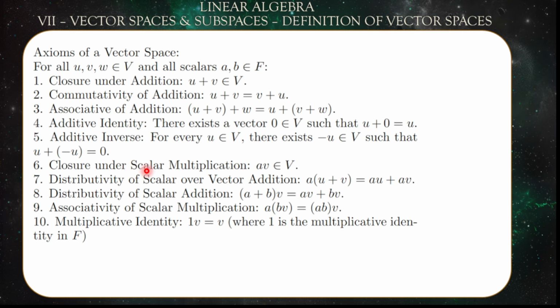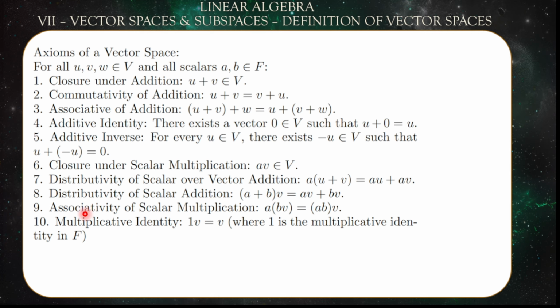6, closure under scalar multiplication, which means a times v, a being the scalar, which is a part of the field F, and v a vector belonging to set V. So a times v should exist within the set V. Then 7, distributivity of scalar over vector addition. So a times (u plus v) should be equal to a times u plus a times v. 8, distributivity of scalar addition. So (a plus b) times v should be equal to av plus bv.